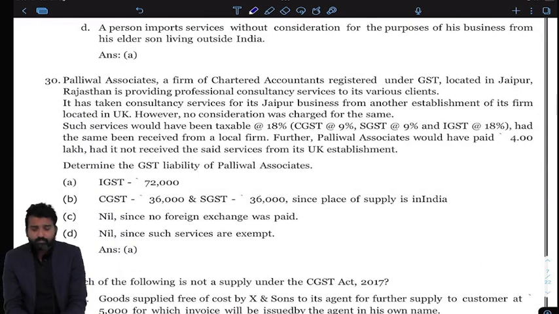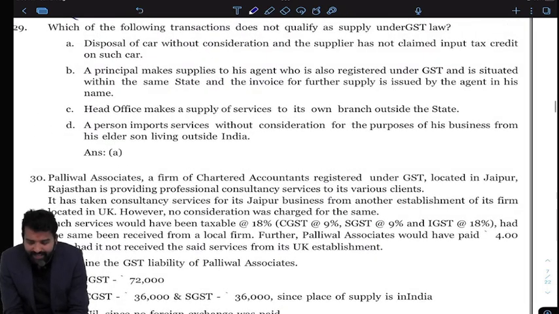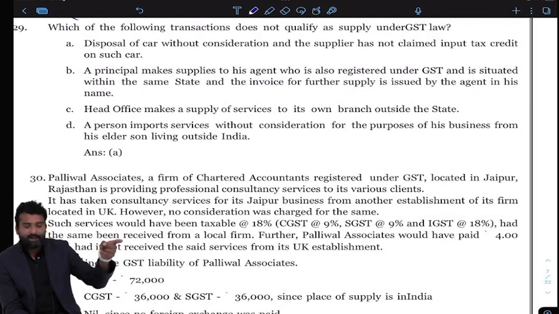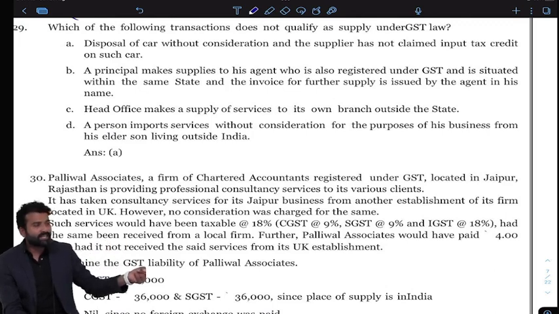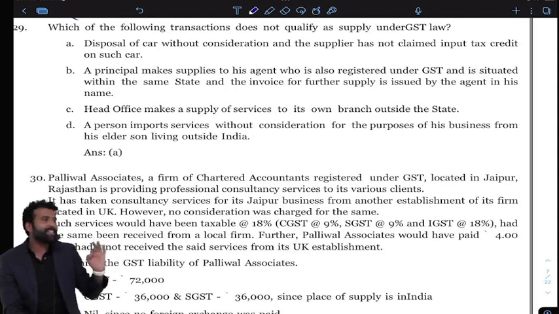Next, Paliwal Associates is a firm of chartered accountants registered under GST, Jaipur. Listen carefully now, this is very interesting. Option B explained: a principal makes supplies to an agent who is also registered. Principal to agent, that is a supply. We are discussing what is not a supply. Head office supplying goods to its branches outside the state is a supply. And a person importing without consideration for business from his relative is also a supply. So B, C, D, all three are supplies. Only A is not a supply.